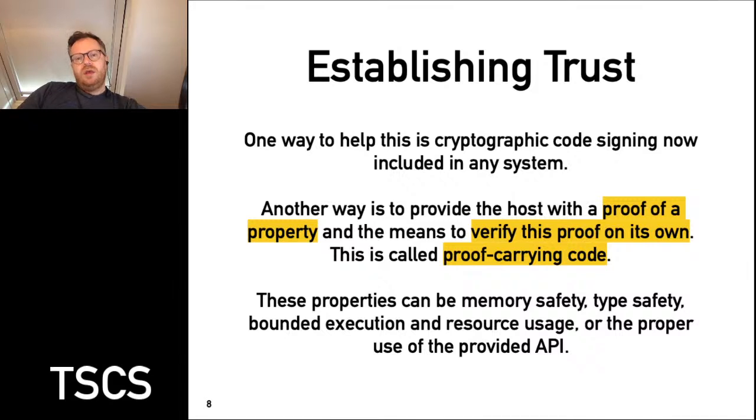So how do we establish trust? One thing that I already hinted at is you can do things like cryptographic code signing. This is now included in basically any system. The knobs are usually turned and twisted into a higher setting with each iteration of your operating system, be it Windows or macOS or Linux. So code is cryptographically signed, so you actually know who is the culprit that sent you this, but you don't know anything about what is inside of the code. And this is the other way, which is orthogonal. You can do both.